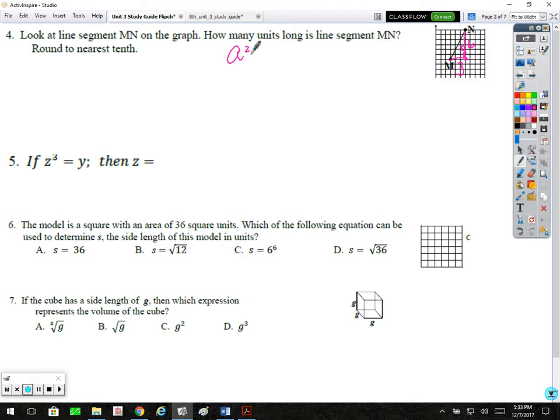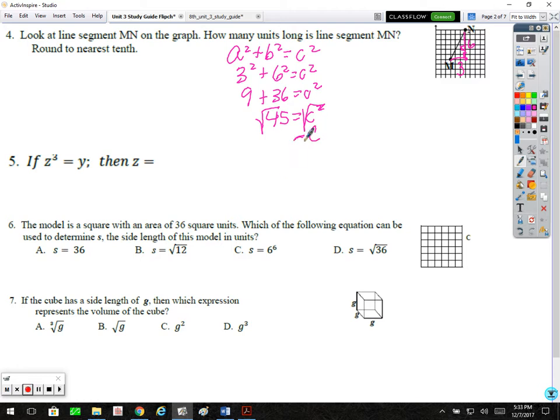So you have a squared plus b squared equals c squared. 3 squared plus 6 squared equals c squared. Well, 3 squared is 9, 6 squared is 36. We add those two together, we get 45 equals c squared. All right. Now what I want to do is take the square root. I want to find out what is the square root of 45.